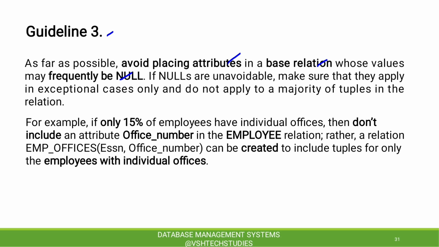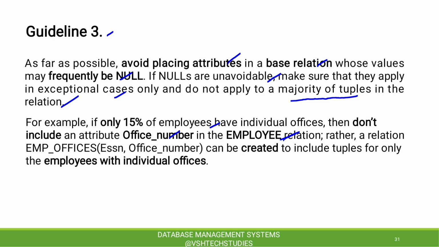If nulls are unavoidable, make sure that they apply only in exceptional cases and do not apply to the majority of tuples in a relation. For example, if only 15% of employees have individual offices, then we should not include the attribute office number in the employee relation, because there may be hundreds of thousands of employees. Out of them, only a few have office phone numbers. In the remaining places, we'll have to enter nulls. So the relation will end up with too many null values.